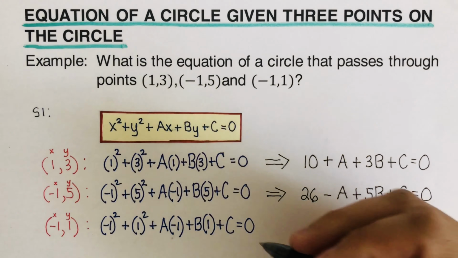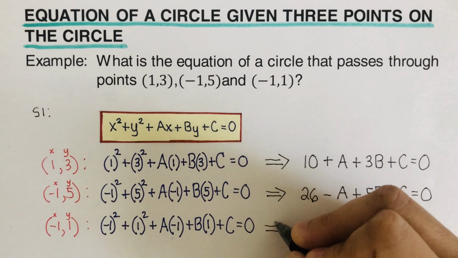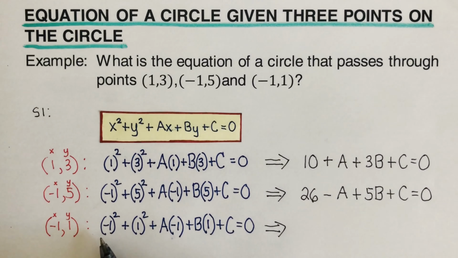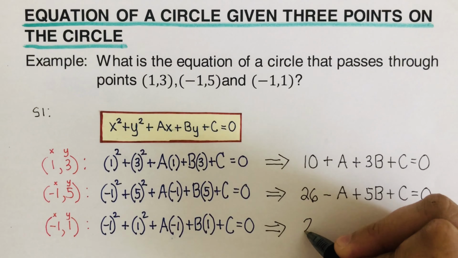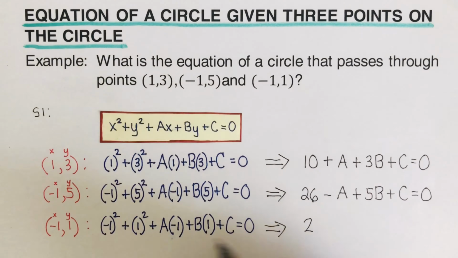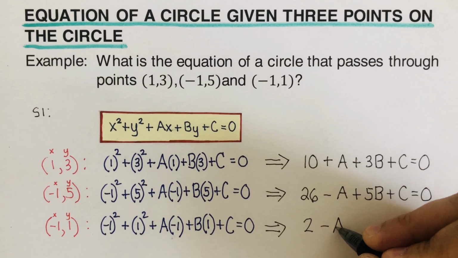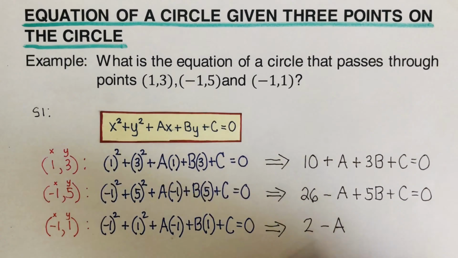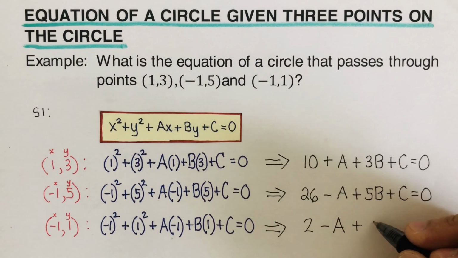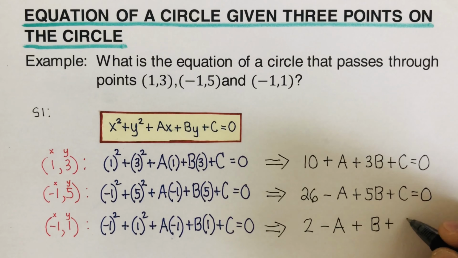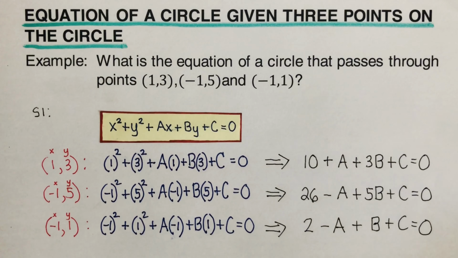Then we can simplify this. Negative 1 times negative 1 is a positive 1. 1 times 1 is a positive 1. So 1 plus 1 is 2. So I write 2 here. Negative 1 times a is a negative 1a, or I can just write negative a, plus just 1b, or I can write b, plus c equals 0. Did you get the same answer as this? Good.